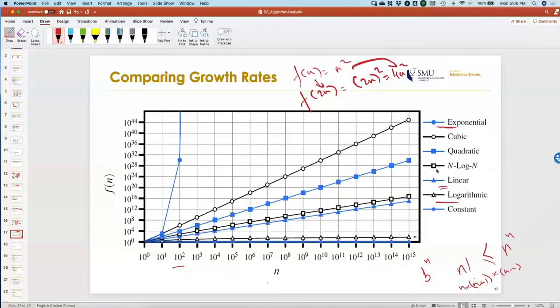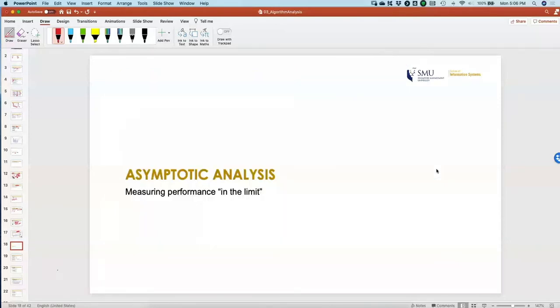It's just that for most cases, your number of operations is not going to neatly fall into one of these cases. So in that case, we need to somehow categorize them in this form. We're going to do that through what we call asymptotic analysis. Now the subtitle says measuring performance in the limit. I will explain this in a minute, and I think it'll become clearer a little bit later.